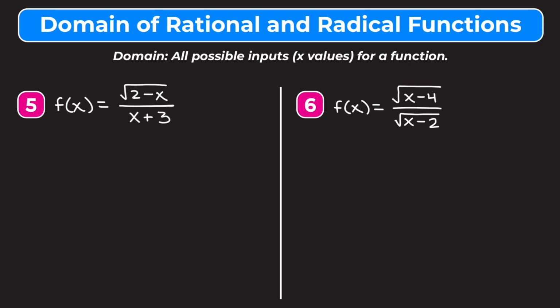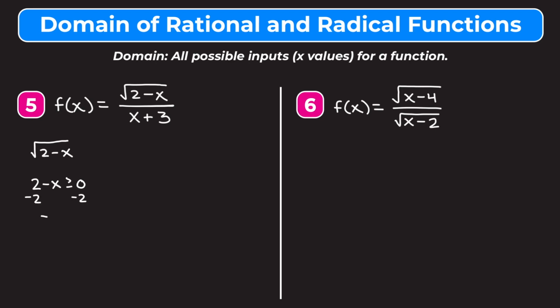So in example 5, we have f of x is equal to the square root of 2 minus x over x plus 3. So we have 2 things that are going to restrict our domain. We're going to do them separately and then combine them together at the end. First, let's look at this square root. Because the square root is in our numerator, we just can't put a negative under the square root. So we're going to take what's under the square root and say this has to be greater than or equal to 0. We're going to solve this by subtracting 2 from both sides.